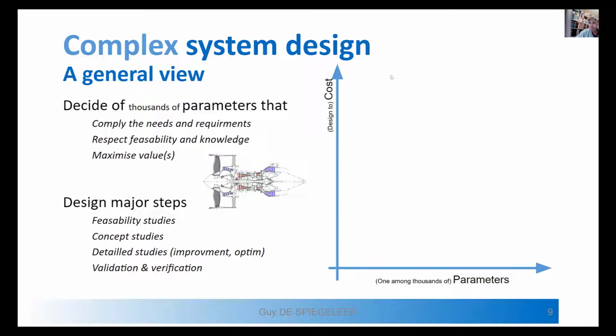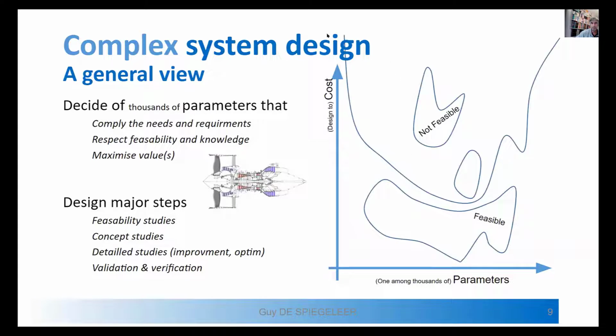So just to illustrate this process, I will write here just one of these thousands of parameters and a cost function. That's the opposite of the value function. And you've got here somewhere a place where it's not feasible or it does not respect the requirements, and somewhere there are some points where it respects feasibility and needs and requirements. And of course, you do not know the shape of these feasible parts.